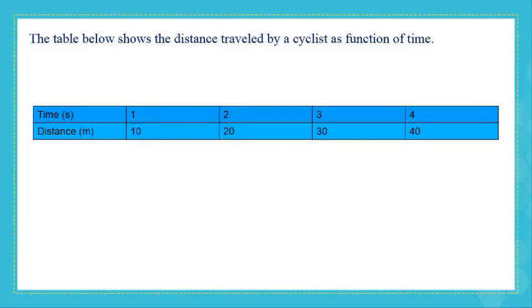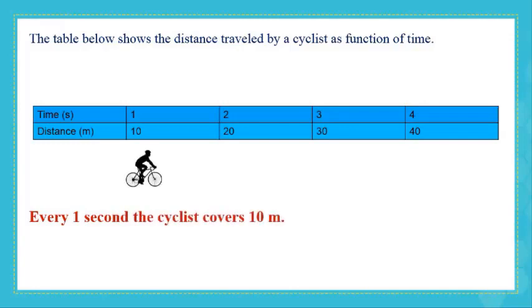He continues moving to reach a distance of 30 meters. From 20 to 30 meters, also 10 meters are covered. He continues moving to reach 40 meters. From 30 to 40 meters, 10 meters are also covered. This means that every 1 second, the cyclist covers 10 meters.